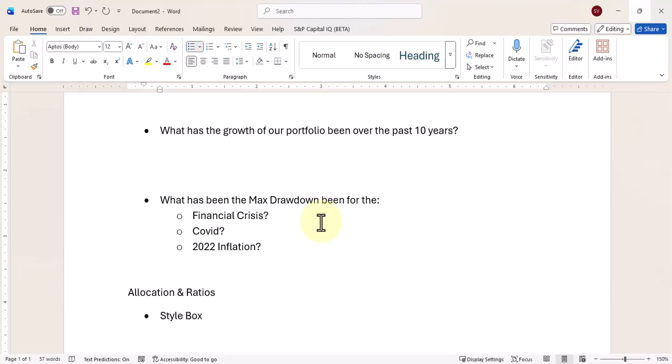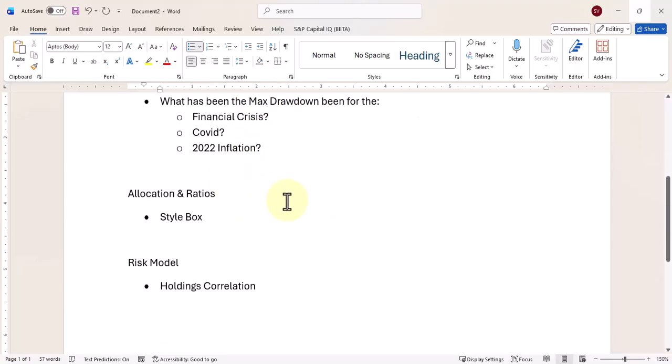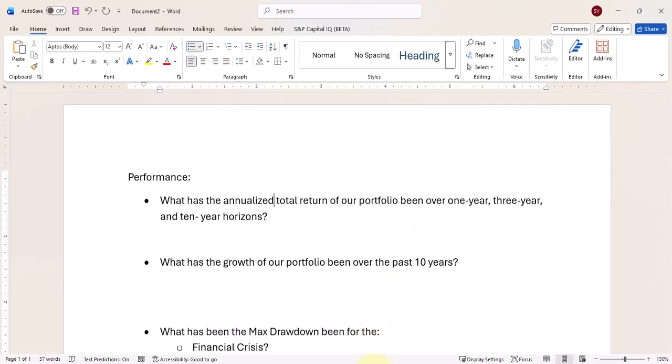And we're going to look at three of them. We're going to look at the financial crisis, we're going to look at COVID, and then we're going to look at the dip we had in the market in 2022 when we had very high inflation in the United States. After that, we're going to move on to allocation and ratios. In this case, we're going to look at the style box to see where our portfolio sits relative to the S&P 500. And then finally, we're going to finish up with showing a holdings correlation of the different stocks in our portfolio. So let's go back to the Morningstar Direct page.